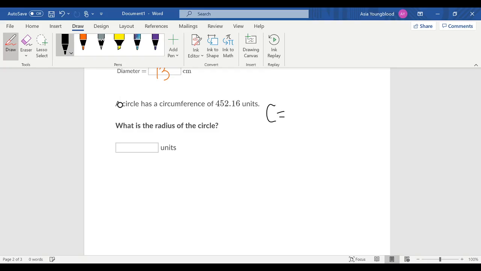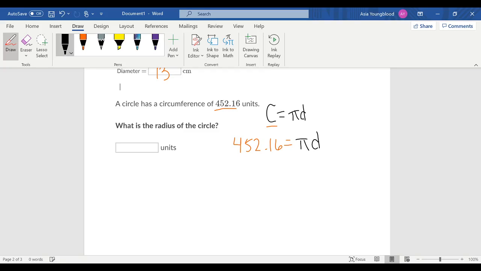C equals pi times d, where we're looking for the diameter first. We're given the circumference, so this needs to be plugged in here. So we have 452.16 equals pi times d.